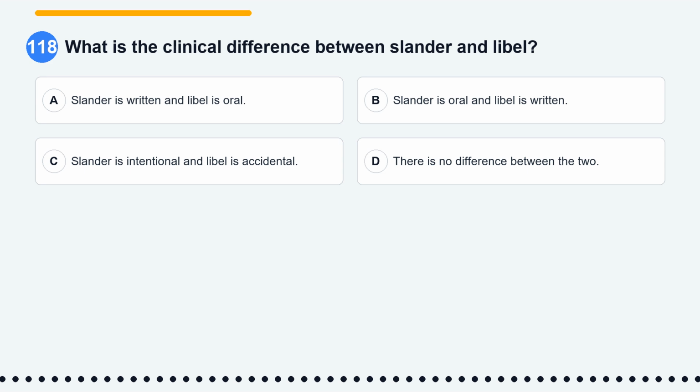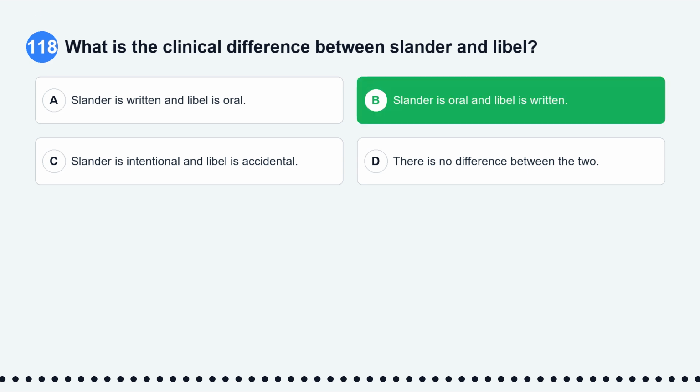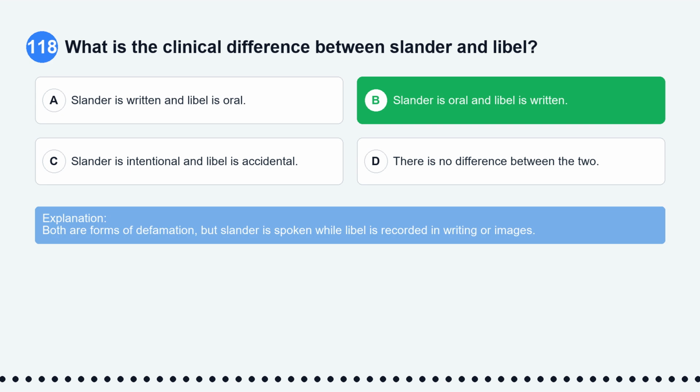Option C. Slander is intentional and libel is accidental. Option D. There is no difference between the two. The correct answer is option B. Slander is oral and libel is written. Both are forms of defamation, but slander is spoken while libel is recorded in writing or images.